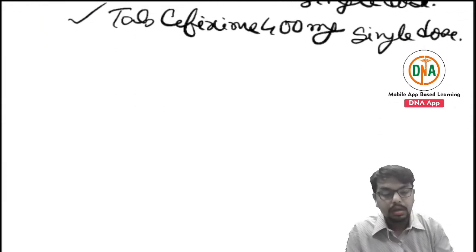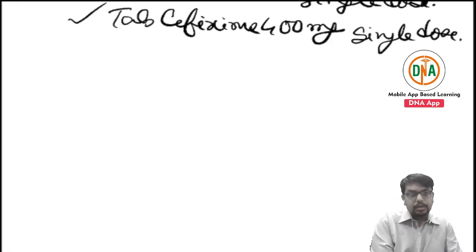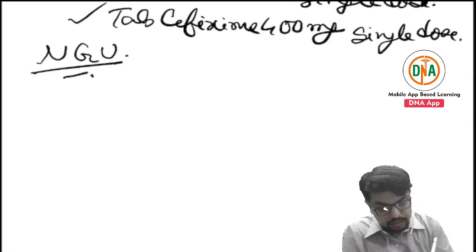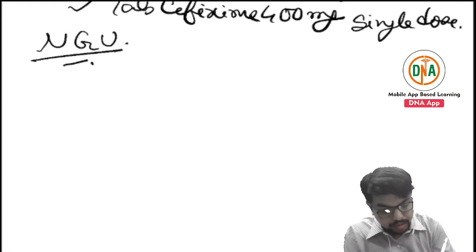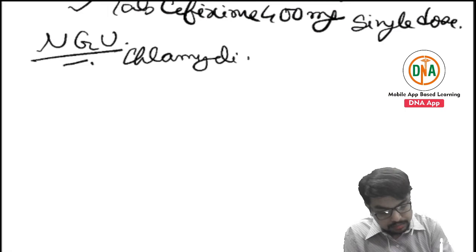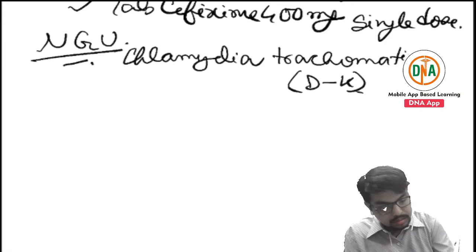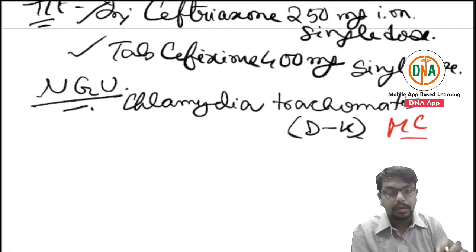Next, what is important? Nowadays, gonococcal urethritis is rather less common than non-gonococcal one due to the wide use of antibiotics. Okay. Non-gonococcal urethritis, what are the causative organisms? The most common one is Chlamydia trachomatis, serovars D to K. This is the most common organism.